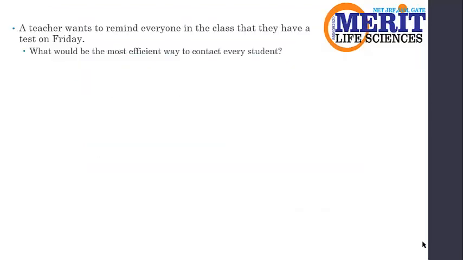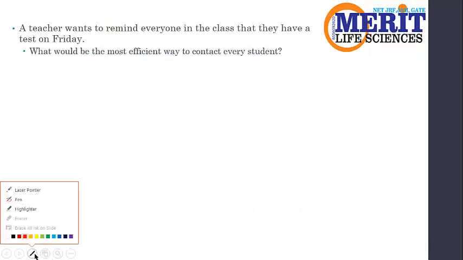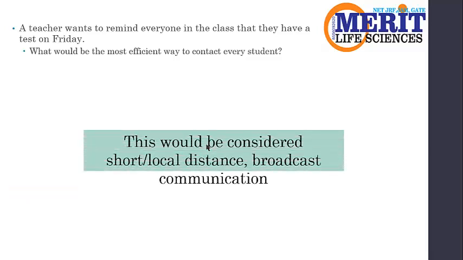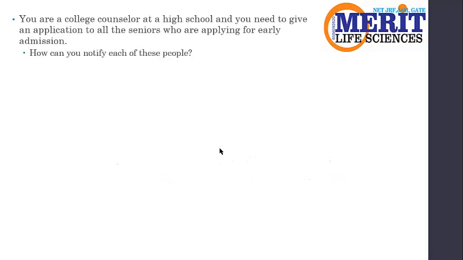Now when a teacher wants to remind everyone in the classroom that they have a test on Friday, right, then what kind of communication is this? This is a kind of broadcast in which everyone should get information. Since everyone is getting information and everyone is involved, this is called the broadcast communication.